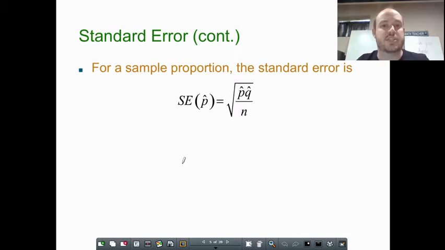Remember, p hat is just going to be the proportion of our sample. So in this case, that would be the proportion of success, what percent of our seniors in high school have a job. q hat is your proportion of failure. So in this case, it would be what percent of the students don't have a job. And then n, remember, is just your sample size.